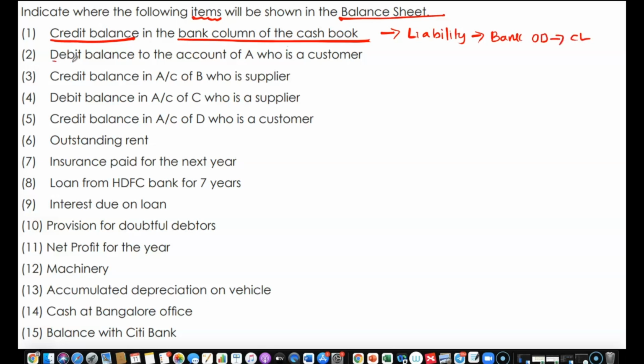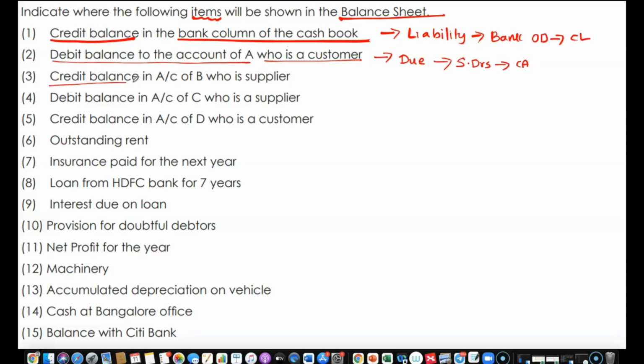Next, debit balance in the account of A, who is a customer. So A is a person and the balance is debit. It indicates that money is due from this customer. So whatever is due should come under sundry debtors, and that will reflect under current assets in the balance sheet.